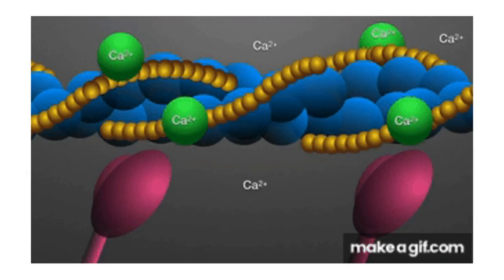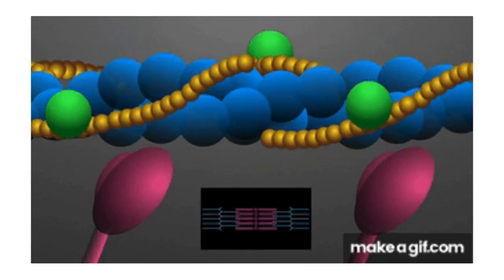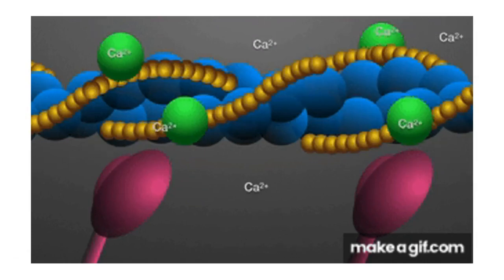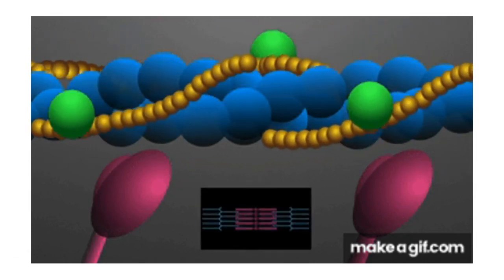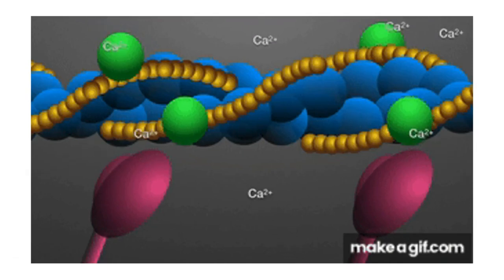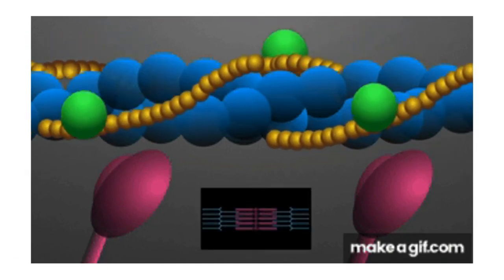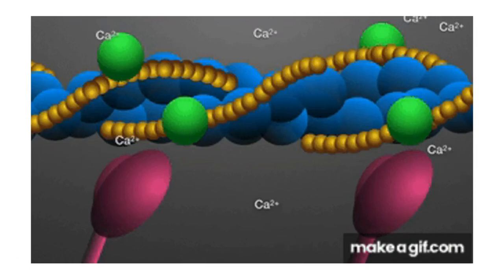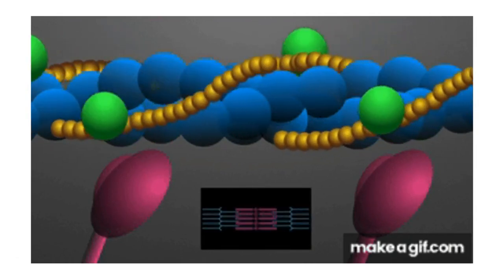So here's that animation I was talking about. So we get those calcium ions come in, pull that troponin-tropomyosin complex out of the way, allowing those myosin heads to then bind to actin and pulling them. All right. So again, sliding filament model. So those actin and myosin filaments are just sliding past one another. They are not shortening themselves.